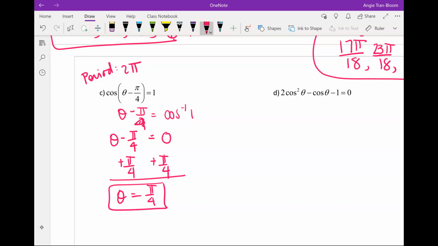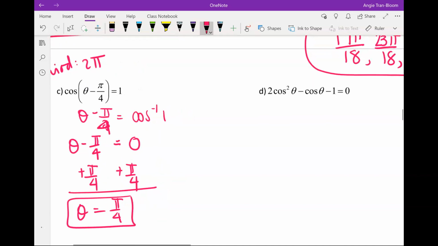All right, D. What do you think you want to do on G? Factor. You would need to factor.